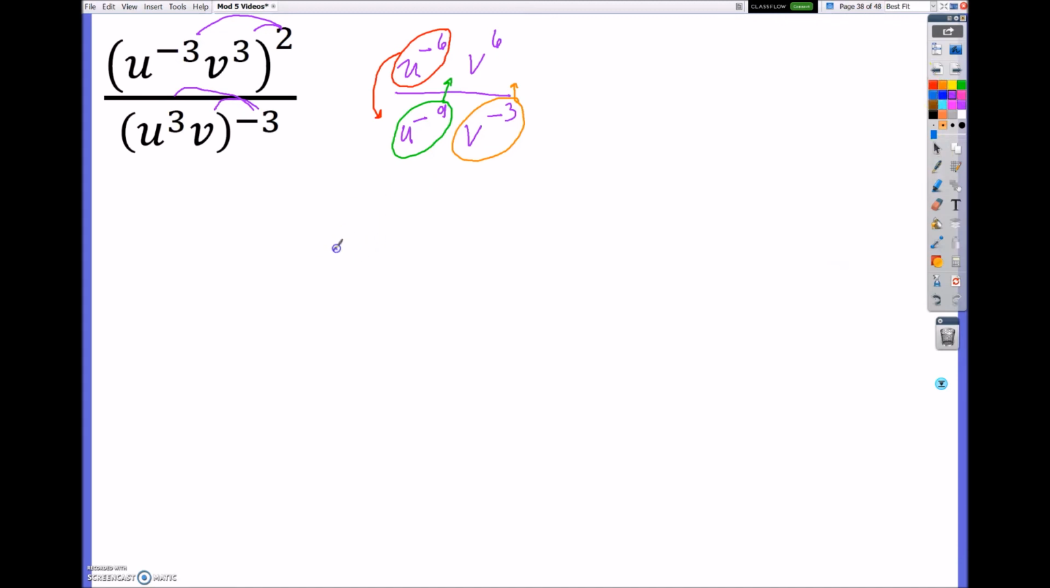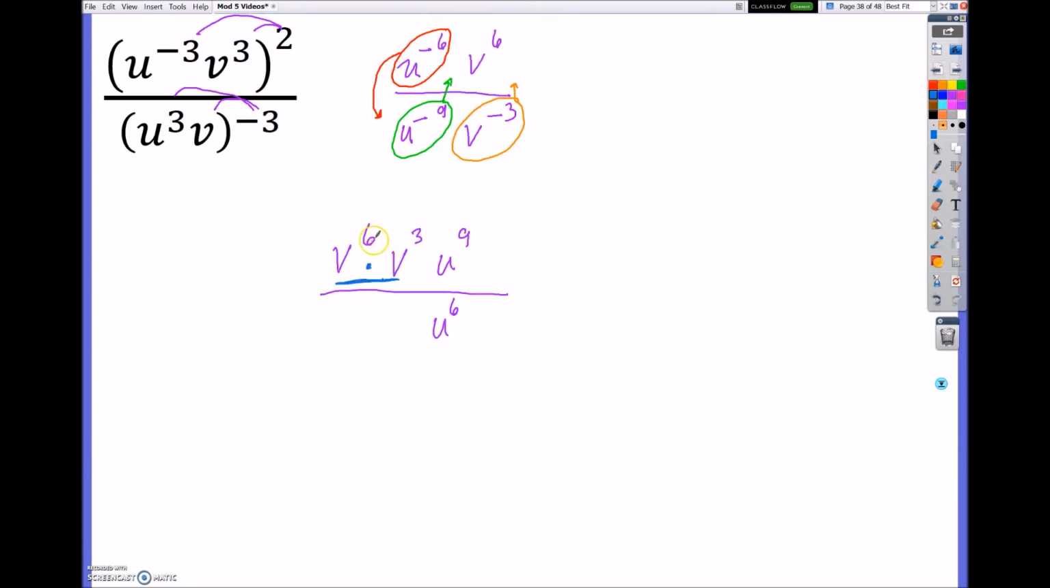I already have a v to the sixth on the numerator. It's positive. It's not moving anywhere. This v to the negative 3 gets moved to the top, and this u to the negative ninth also gets moved up to the top. On the numerator, it's u to the negative 6. I move it down to the bottom, and it becomes positive. Now that I have all positive exponents, I can just solve this like I do any other problem.